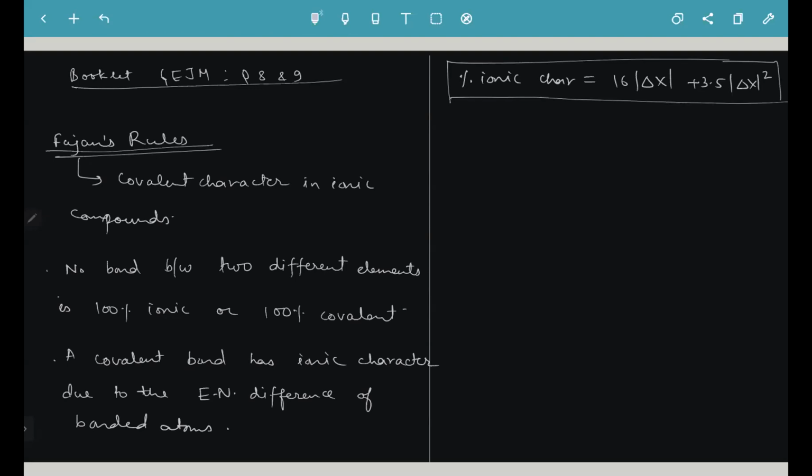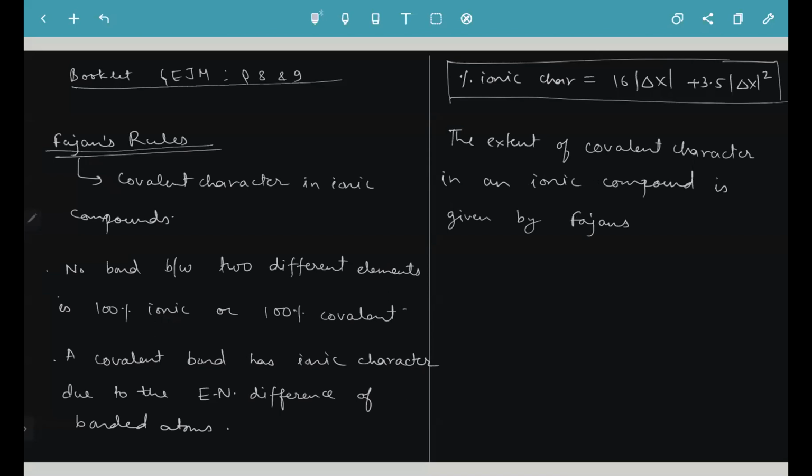Similarly, an ionic bond can also have some covalent character, and the extent of covalent character in an ionic compound is given by a set of rules known as Fajan's rules. Okay? So the extent of covalent character in ionic compound is given by Fajan's rules.